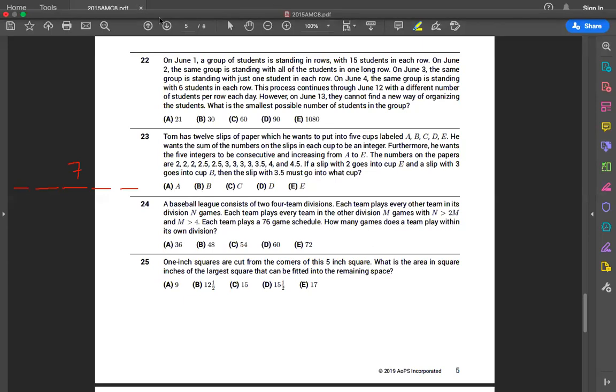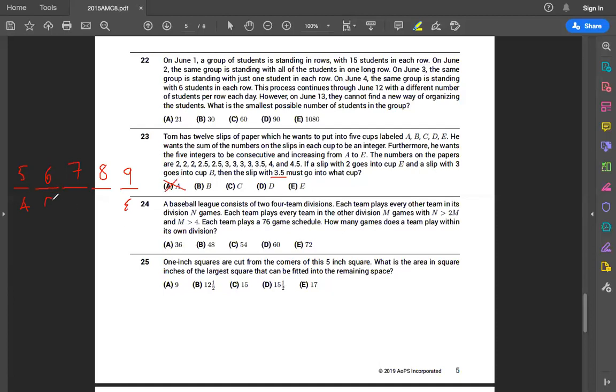And since the average is 7, the middle cup will be 7, and everything else will follow from there. We're told that the numbers have to be consecutive and increasing. So these are the totals for each cup from A through E. So we're told that a slip with 2 goes into E and a slip with 3 goes into B. So if the slip with 3.5 goes into A, then there needs to be another 1.5. There's no slip that has 1.5, so A is definitely wrong.